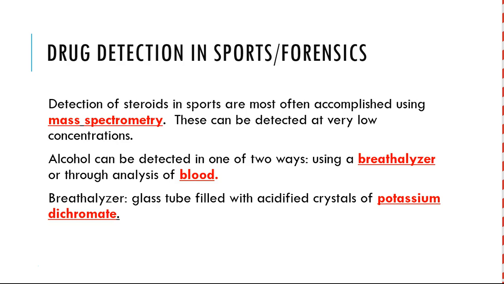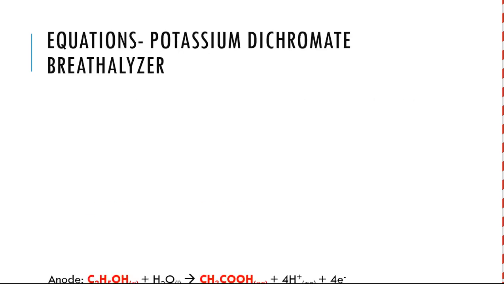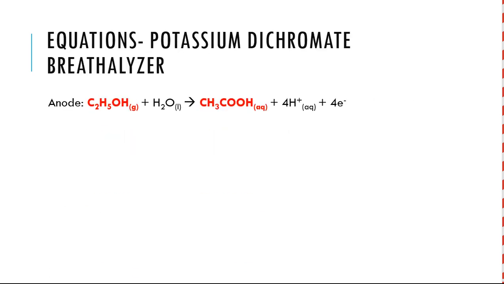And you may remember this reaction from Unit 3 when we first started talking about organic reactions and the oxidation of alcohols. And you might remember that there's a color change that's observed in this reaction. So, at the anode, we have alcohol, ethanol, being oxidized to ethanoic acid.